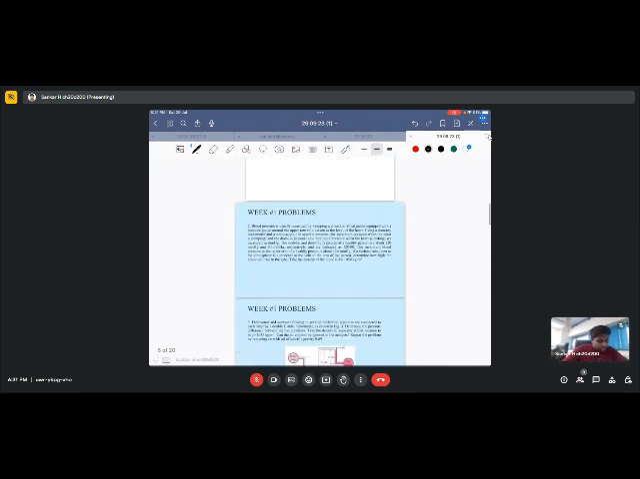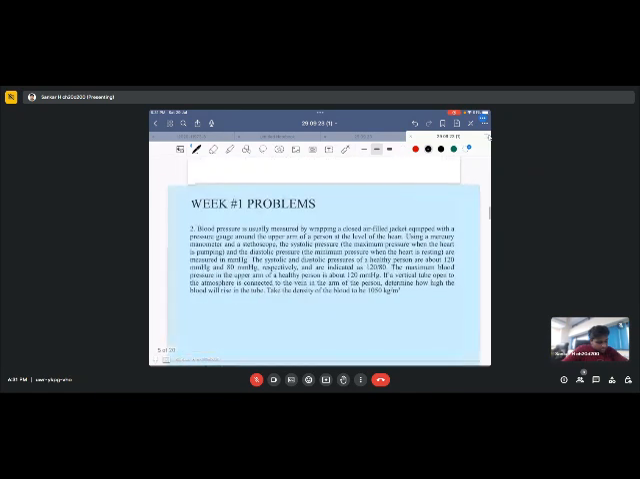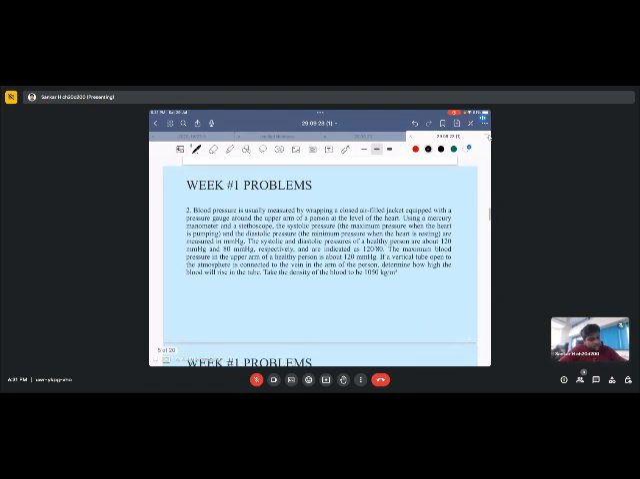Okay, let's move on to the second question for this week. We are right now still dealing with pressure measurement or use of manometers and static fluids, or fluid statics.